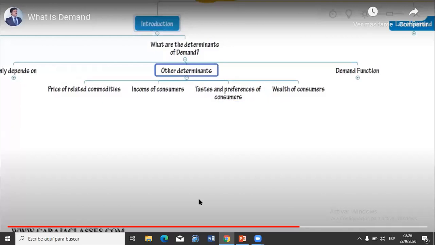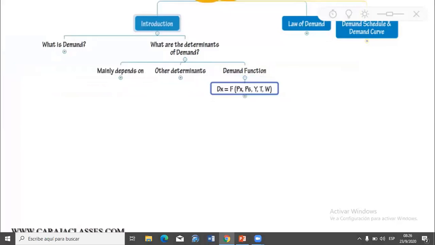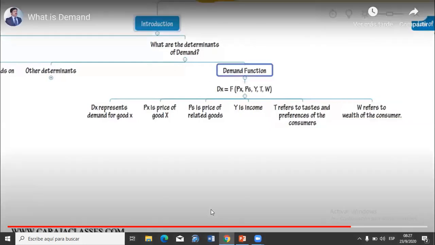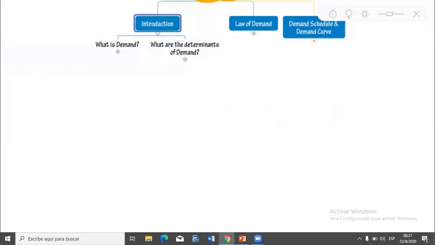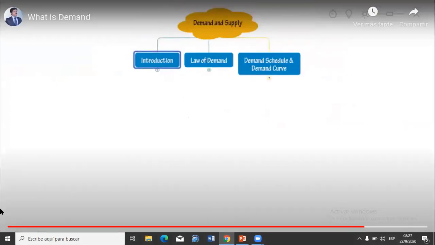Okay, so there are other determinants like this, and so we can say demand is basically a function of, I've written something like an equation, Dx = f(Px, Ps, Y, T, W), where Dx stands for demand for good X, Px is the price of that good, Ps is the price of related goods, Y is income, T refers to taste and preferences of the consumers, and W refers to wealth of the consumer. Okay, so this is the brief background about demand. In the next session, we'll understand what is the law of demand.